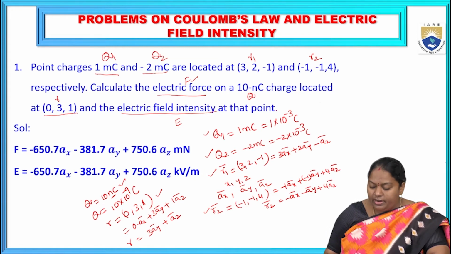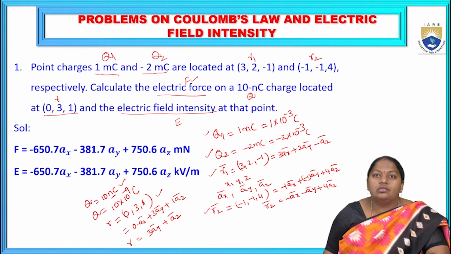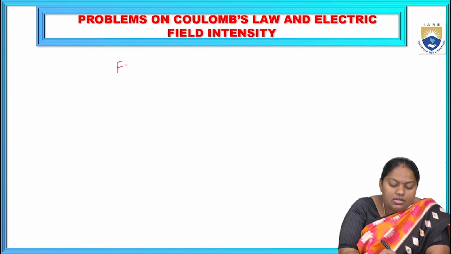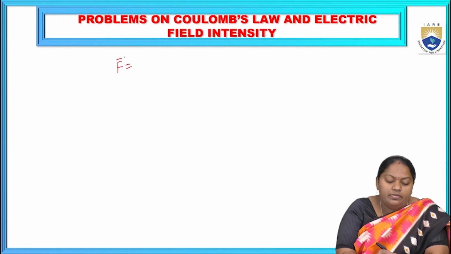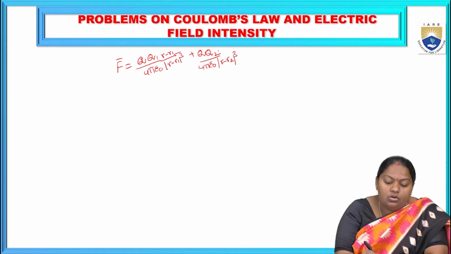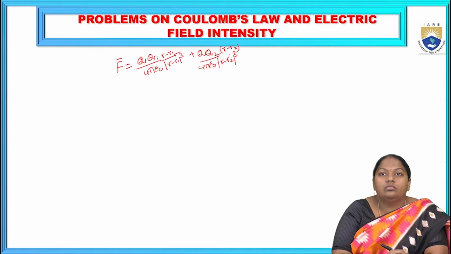So from this given data, we are going to find the electric force, right? In general, Coulomb's law is given as F, and F is also a vector, that's why we need to write F bar. To represent it as a vector, F bar equals Q into Q1 by 4 pi epsilon naught into (R minus R1) by modulus of (R minus R1) whole cube, plus Q2 by 4 pi epsilon naught into (R minus R2) by modulus of (R minus R2) whole cube, right?